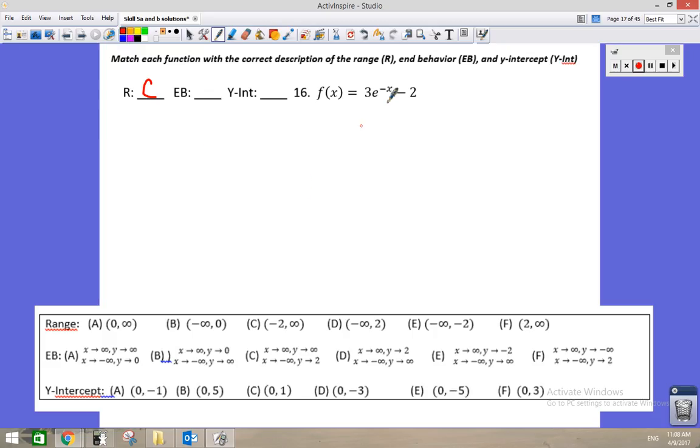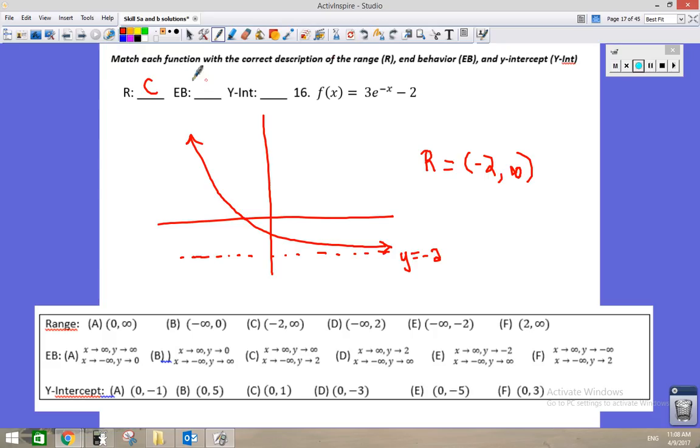Alright. The end behavior. Well, maybe I shouldn't have erased all that. As x is approaching negative infinity, as you move to the left, the graph is going up without bound. So it's going up towards positive infinity. As you move to the right, as x gets bigger, the y values are getting closer and closer to -2. So the top one here, as y is approaching -2, is the description we want for the end behavior.